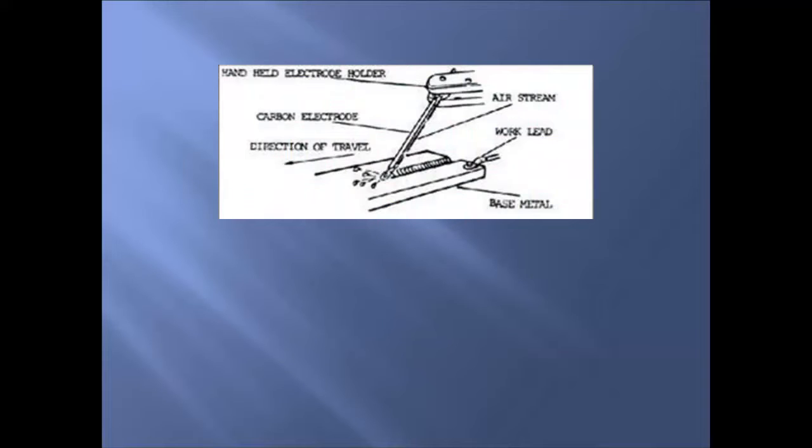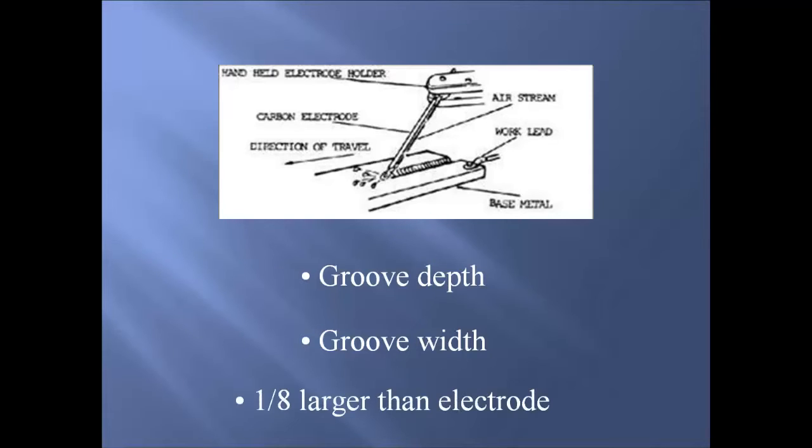Here are some items that affect the groove that the process creates in the base metal. The depth of any groove will equal the travel speed by the operator. The width of any groove will equal the diameter of the electrode. And rule of thumb is that the width of the groove is usually 1/8 inch larger than the electrode diameter.